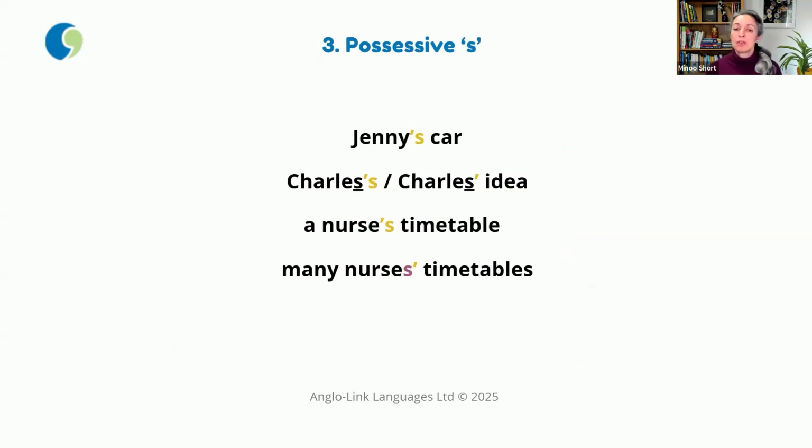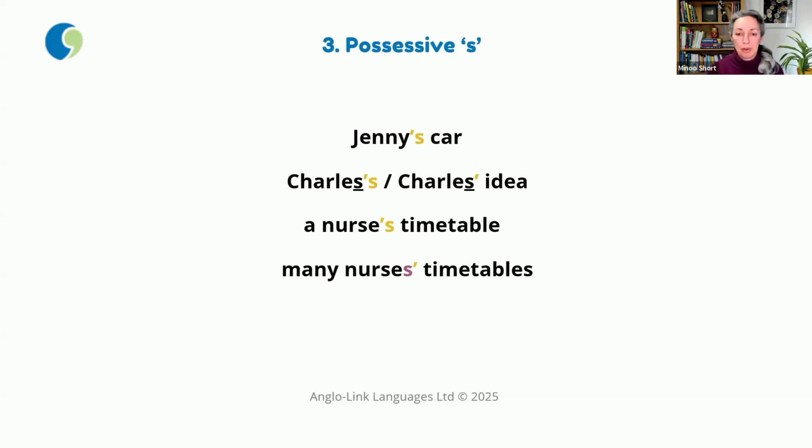Jenny's car. Charles's idea. Now, if someone's name ends with the sound Z, like Charles, you can also drop the second S and just end with an apostrophe, Charles' idea. A nurse's timetable. Now, if your noun, nurse, becomes plural, many nurses, then we drop the second S.